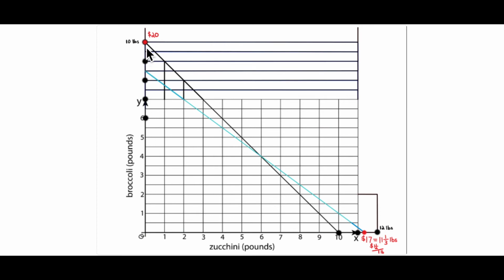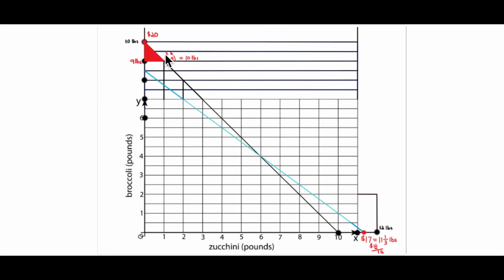So if you have 10 pounds of broccoli, that costs $20. So this value right here is $20, and the weight is 10 pounds. So it's all broccoli. And let's look at that slope for just a second. If you trade 1 pound of broccoli for 1 pound of zucchini, you stay on this 10-pound line. Now the cost is going to change.